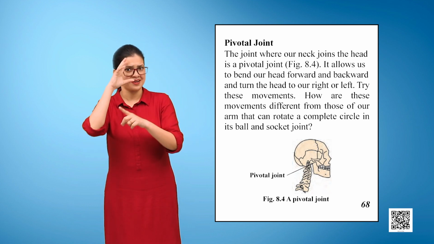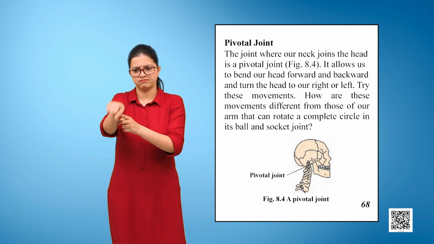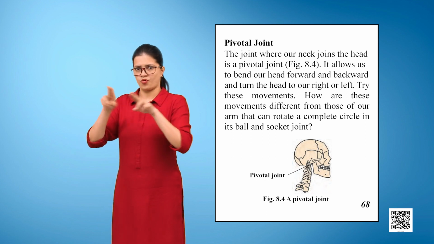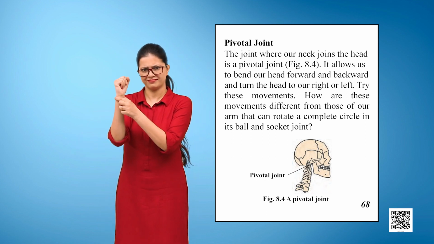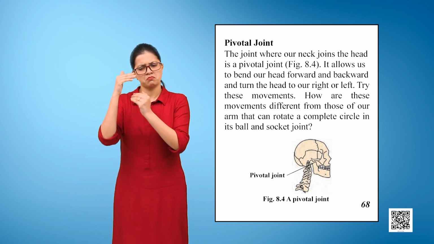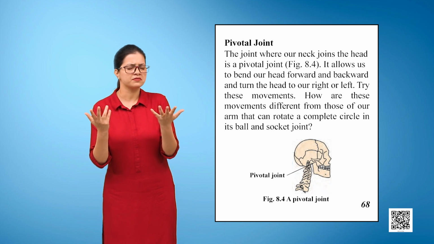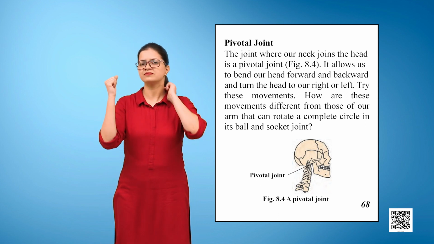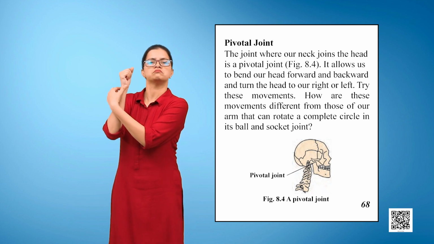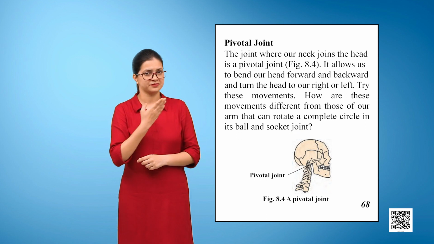How are these movements different from those of our arm that can rotate a complete circle in its ball and socket joint? In a pivotal joint, a cylindrical bone rotates in a ring. Figure 8.4.